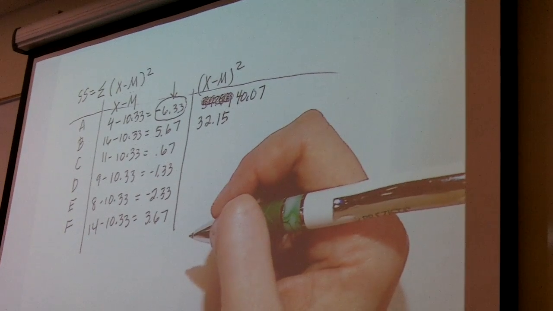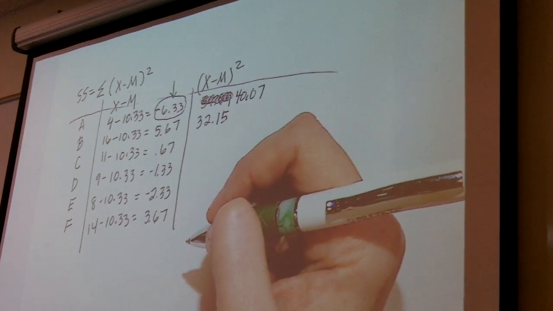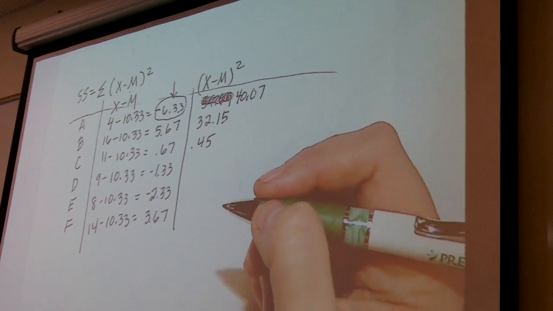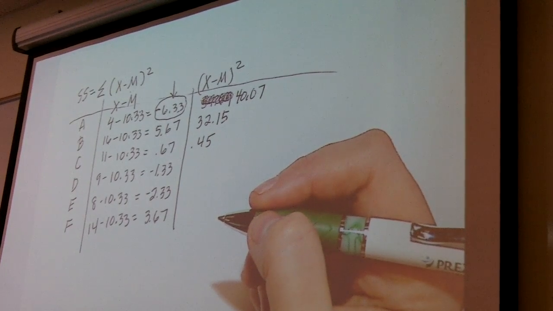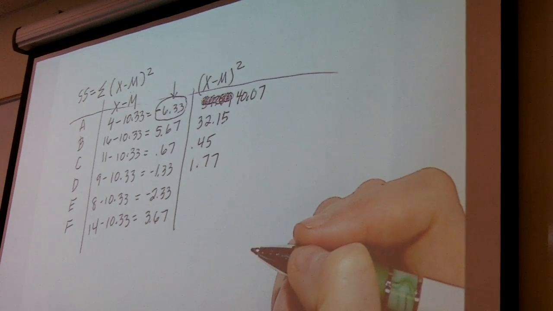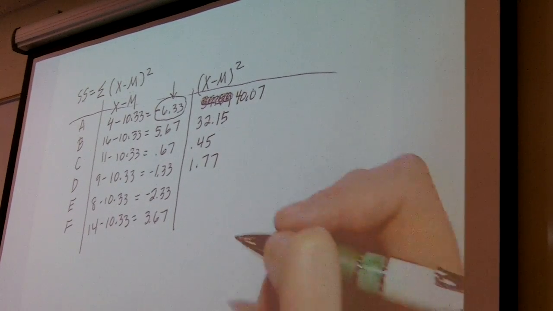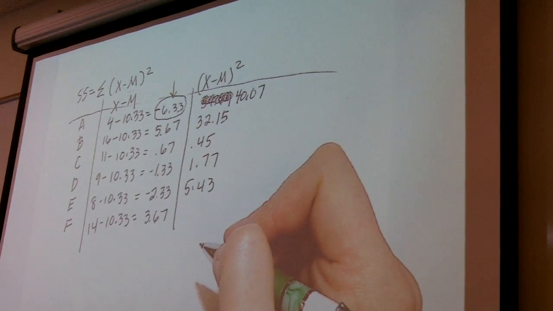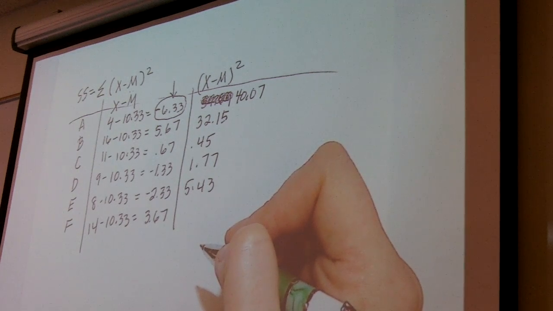All right, 0.67 squared. 0.45. And negative 1.33 squared. 1.77. Wait, no, I'm sorry. I got it. 1.77. Yeah. All right, negative 2.33 squared. 5.43. Yes. 3.67 squared. Oh, 13.47. Okay, I'm like, what? I'm pretty sure 3 squared is never going to be 1. Okay, so, no, that's good.